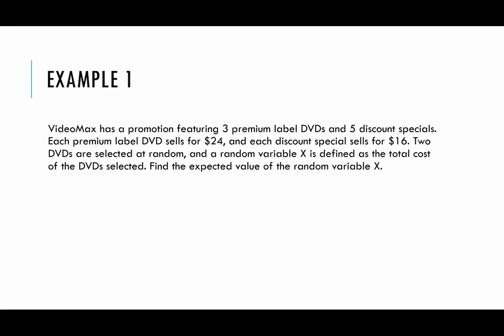So VideoMax has a promotion featuring 3 premium labeled DVDs and 5 discount specials. Hold on, let's backtrack. 3 premium labels and 5 discounts, so that's a total of 8 DVDs. Coming back to that in a second. Each premium labeled DVD sells for $24, and each discount special sells for $16. 2 DVDs are selected at random. So of the 8 that are there, you're going to pick 2 of them.